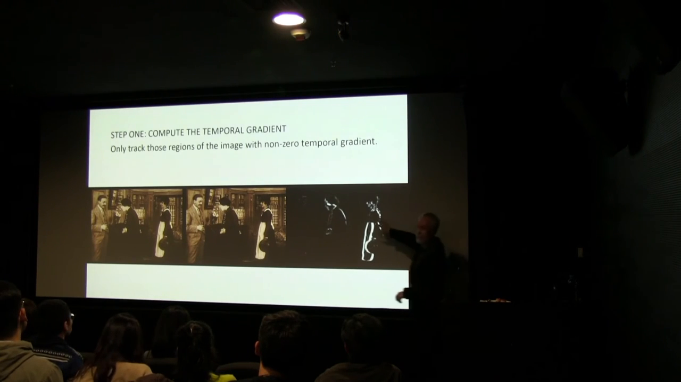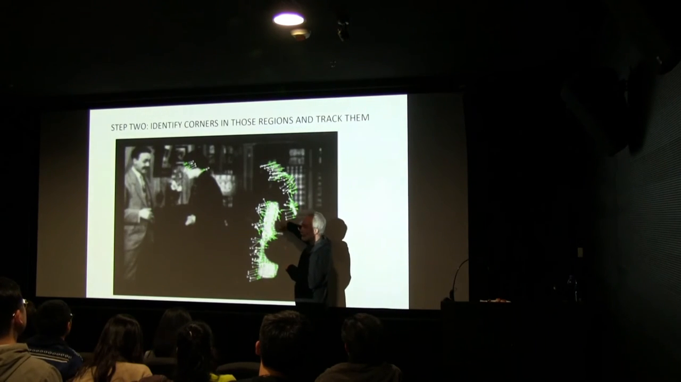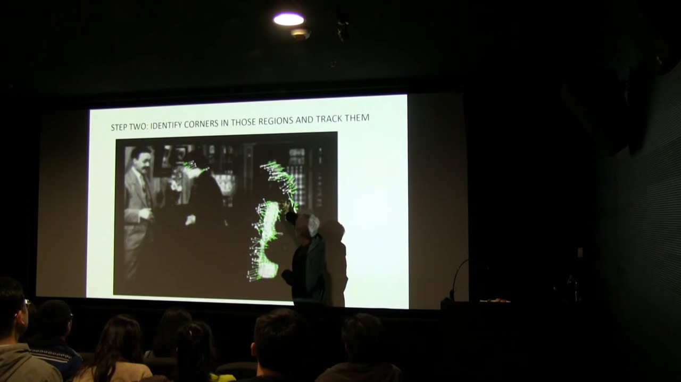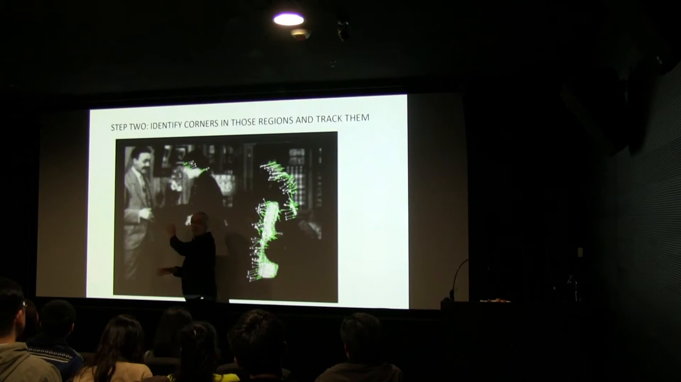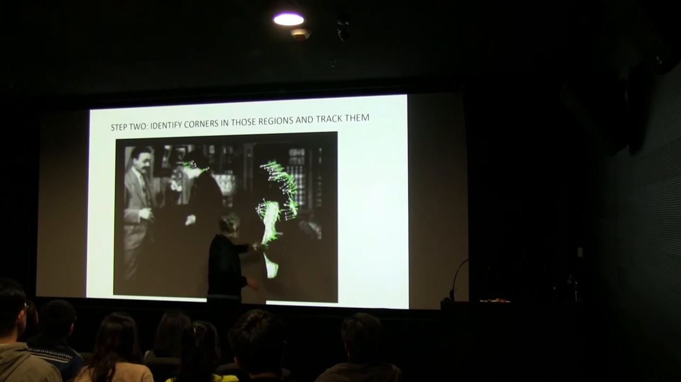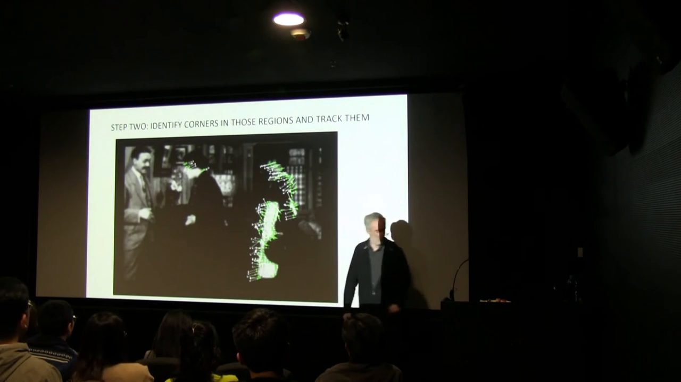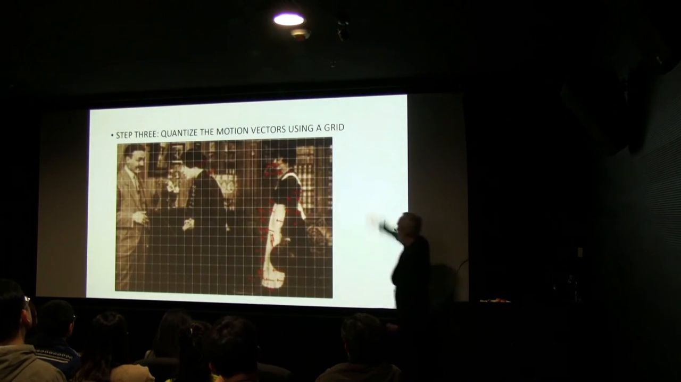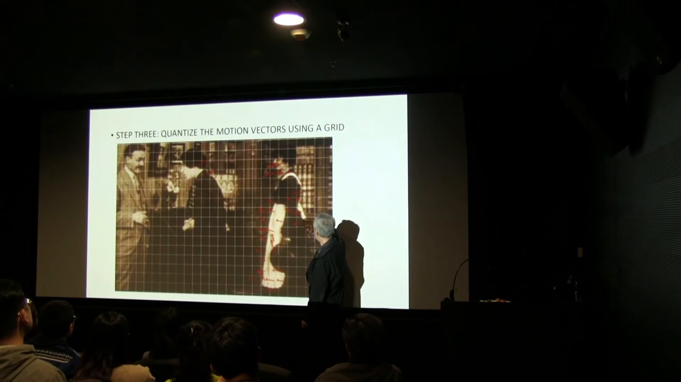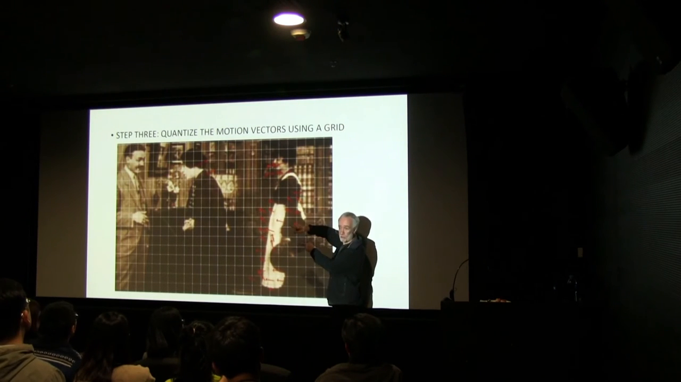Once we have this difference, which is the temporal gradient, then we find corners, areas with good gradients to track. Again, only in those areas that we know have changed. We know this guy has not moved much, so we don't track this guy. We just find corners and we compute the optical flow. Then we create a grid, and we basically average all the arrows inside each cell. So here there may be many arrows. We just get the average arrow.